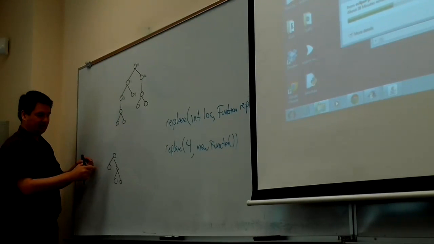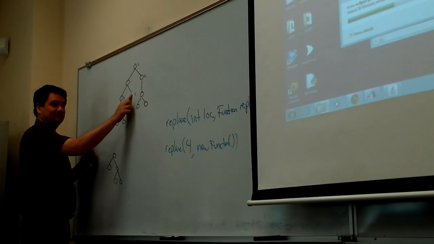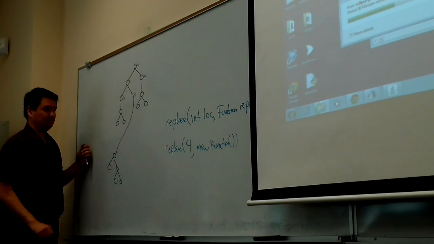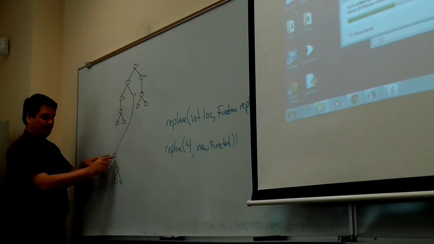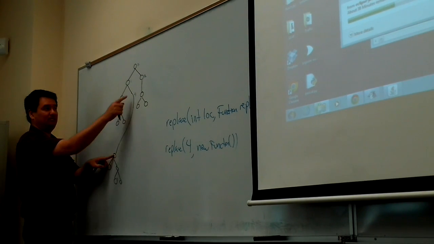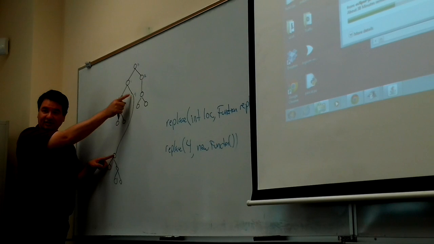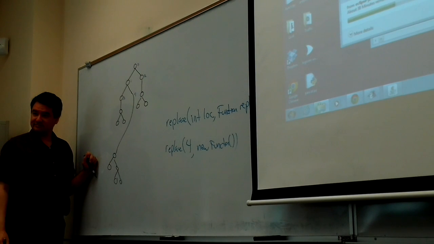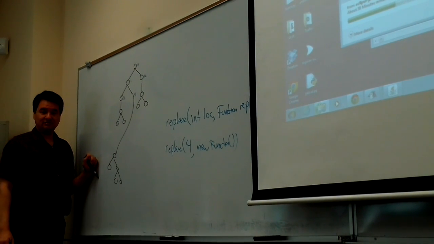Okay, so we'll end up taking this one out and putting that one there. So essentially, the root of this function becomes the thing that was there. So it replaces node number 4 with this one. Okay.